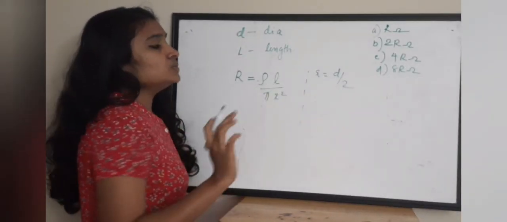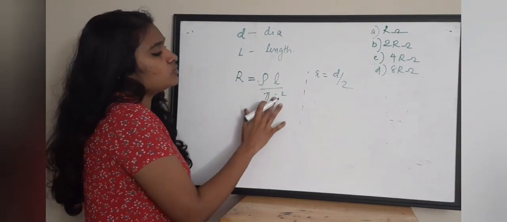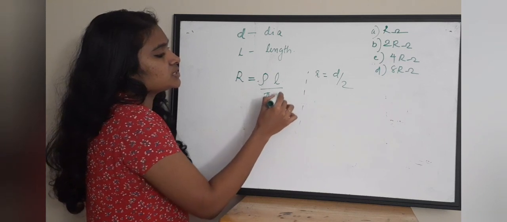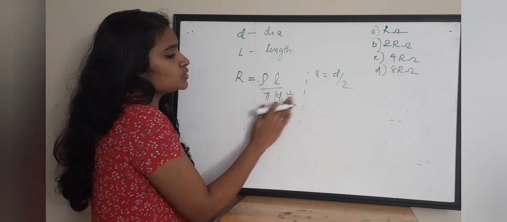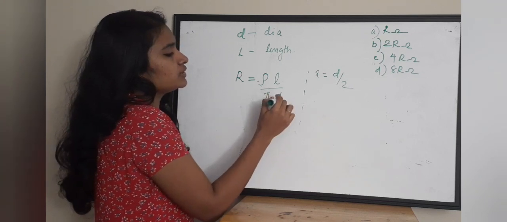Now we can substitute the value of r as D by 2 in the equation, and we'll get (D by 2) the whole squared, that is equal to D squared by 4, right?